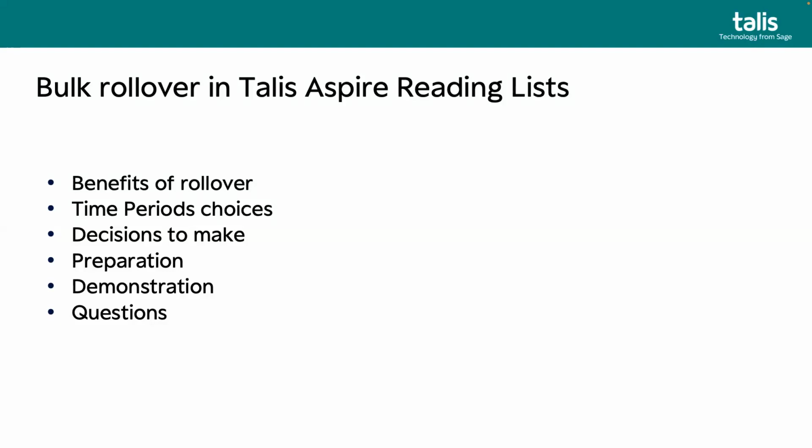So what we'll be looking at over the next few slides is, why would you choose to do this? What are the benefits of rolling over? We'll look at choices you can make around your time periods within the system. We'll look at some of the decisions you need to make because rollover is a flexible process and you have some options as to how it's managed within the system. We will look at any preparation you might need to do ahead of your rollover, not necessarily internal to Talis Aspire, but also external to your wider institution, people that will be impacted by rollover. Then we will give you a demonstration of how it works in practice, and then I will pause for questions.